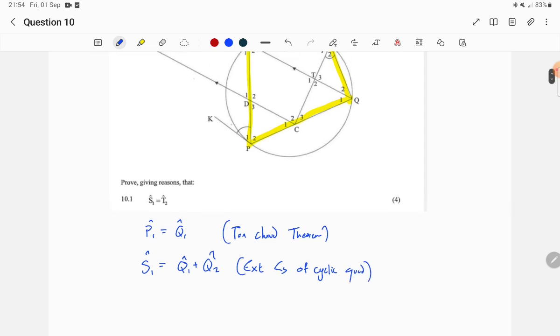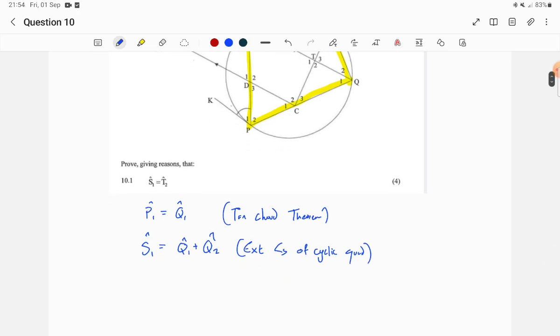And thereafter, we can replace Q1 with P1. So therefore, S1 is equal to P1 plus Q2, right?